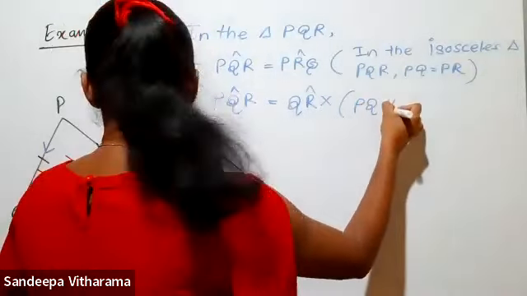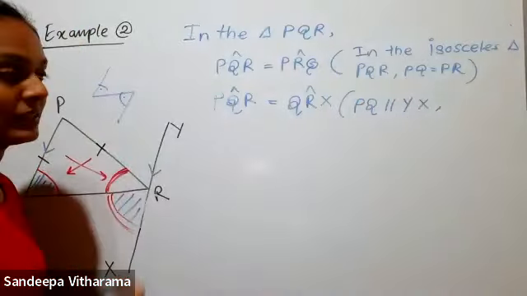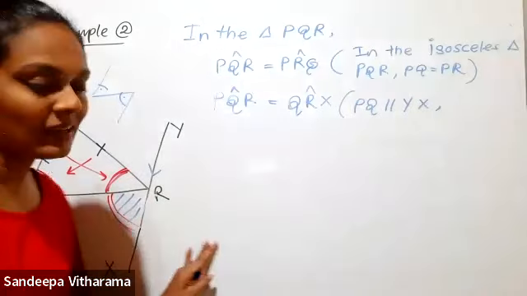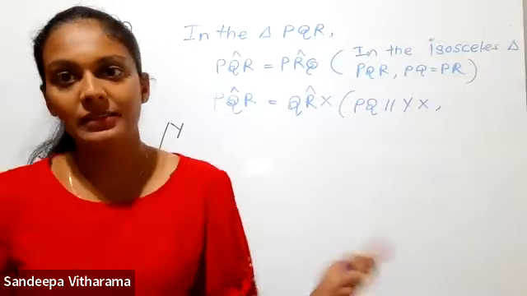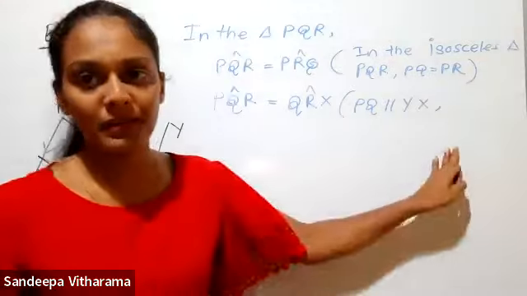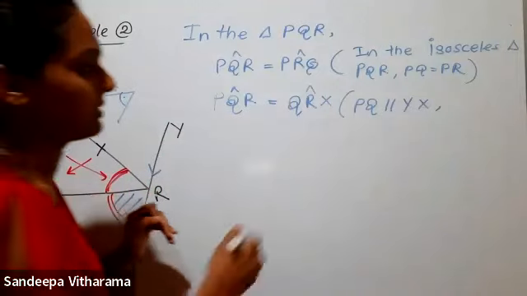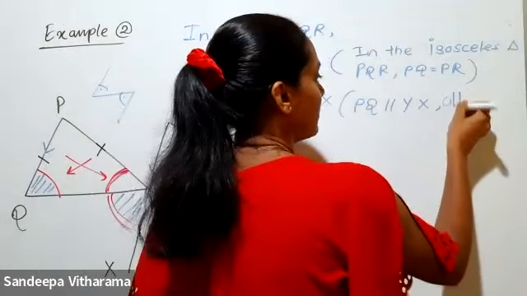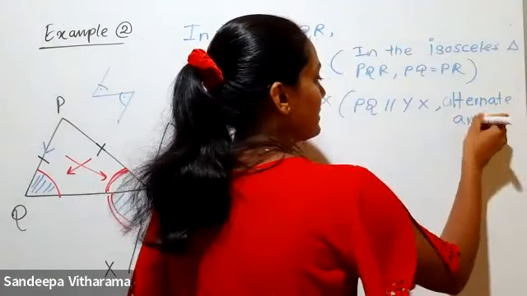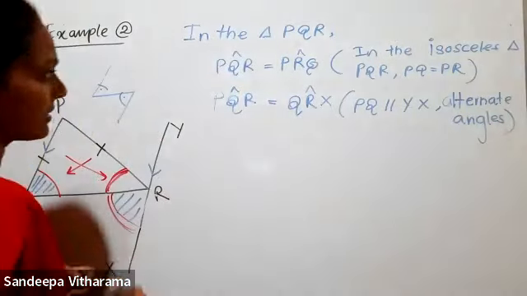PQ parallel to YX. Okay. Always, son, don't just write alternate angles. For alternate angles to be equal, there should be two parallel straight lines. So mention the parallel straight lines also. Therefore, alternate angles. Alternate angles formed because these straight line segments are parallel.